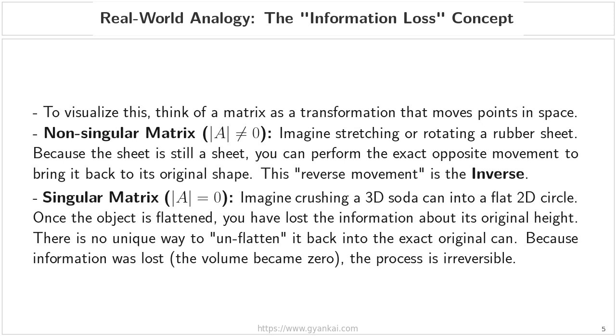On the other hand, let's consider a singular matrix, where the determinant, or the absolute value of A, is equal to 0. For this, imagine you are holding a 3D soda can. Now, imagine applying a transformation that crushes that 3D can down into a flat 2D circle. Once that can is flattened, the information about its original height has been completely lost. If I handed you that flat circle, you wouldn't know if the original can was tall and thin or short and wide. Because that original dimension has vanished, there is no unique way to unflatten it back to its original state. This process is irreversible, which is why, mathematically, we say the inverse does not exist.